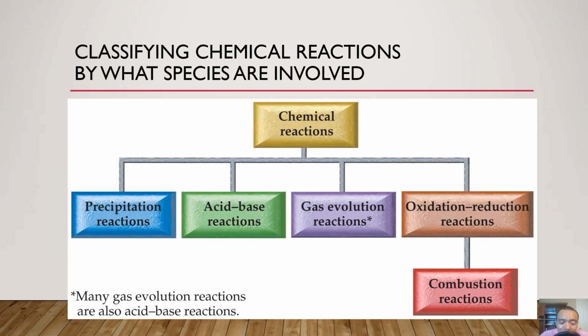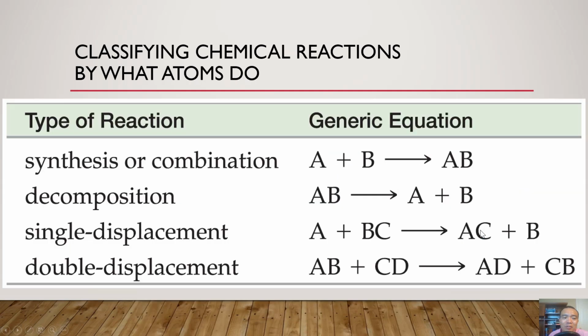If in the reaction you see elements being involved, then that reaction must be a redox reaction. However, the opposite is not true, which means if in the reaction you do not see an element, it does not mean it's not a redox reaction. It still could be a redox reaction. All right, summarize everything in a different way.